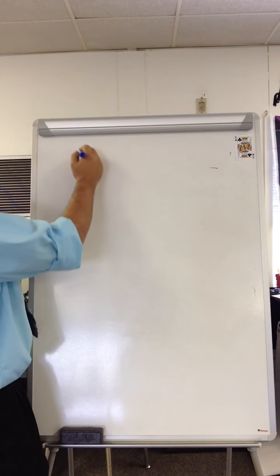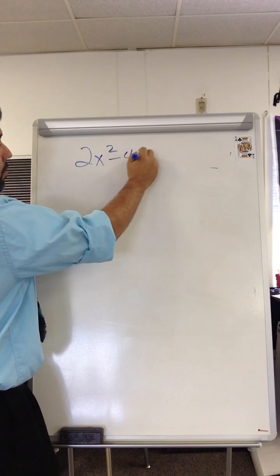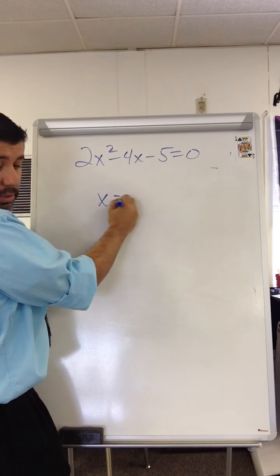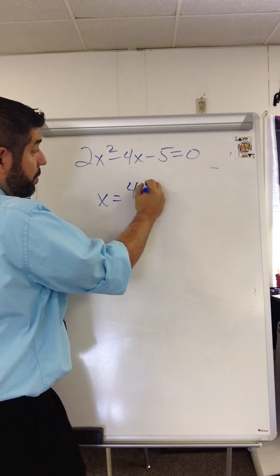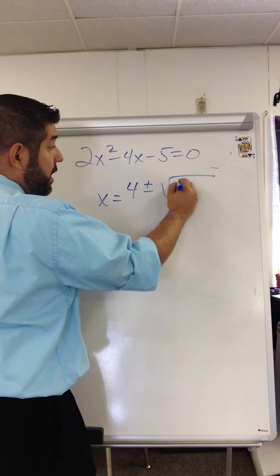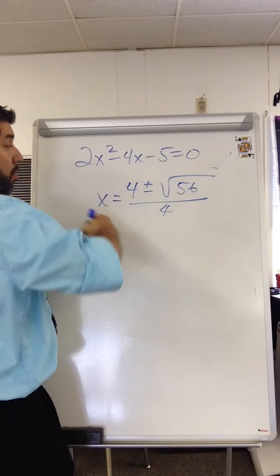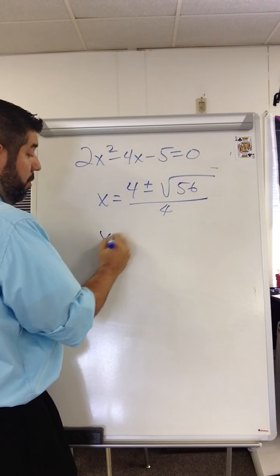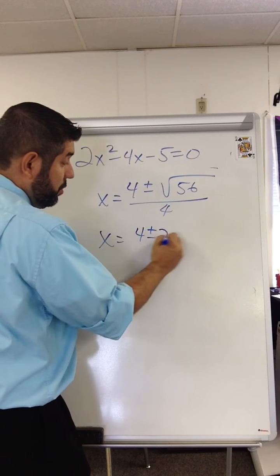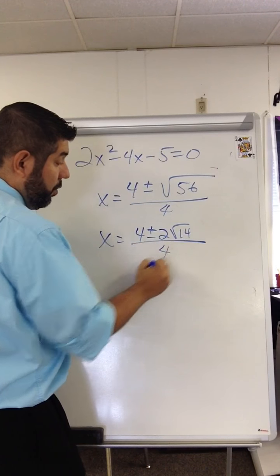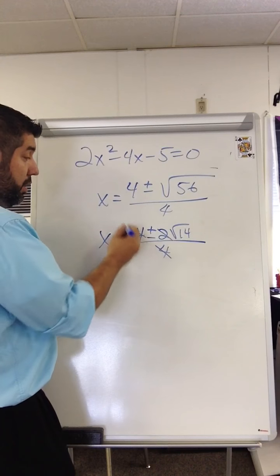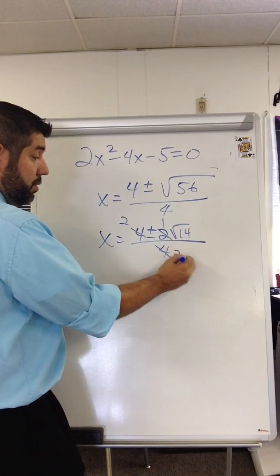So I had 2x squared minus 4x minus 5 equals 0. I'm going to use the quadratic formula. I'm going to get x equals 4 plus or minus the square root of 56 over 4. And after I do all the math there, I'm going to simplify this to 4 plus or minus 2 square root 14 over 4. Now, what you need to do to simplify this is the 2 goes into all of these. 2 goes in there twice, 2 goes in that one, 2 goes in there twice.